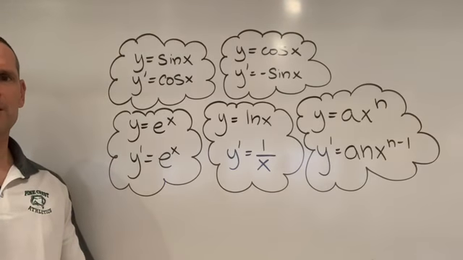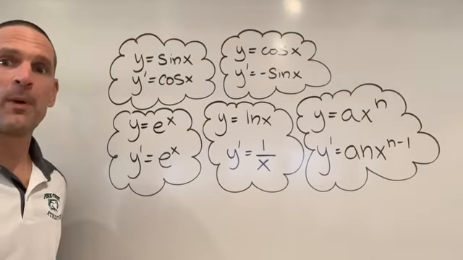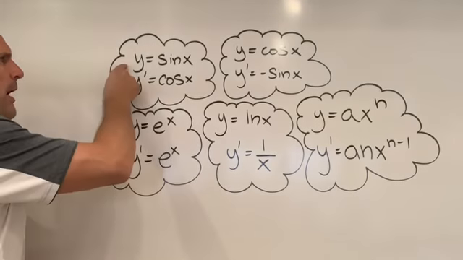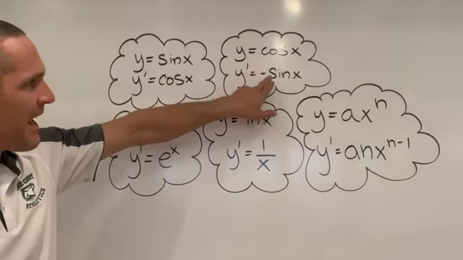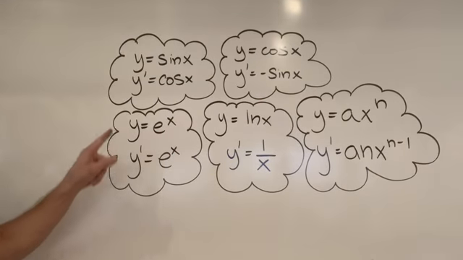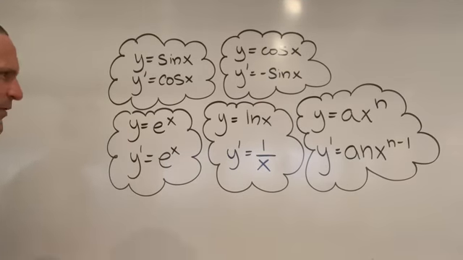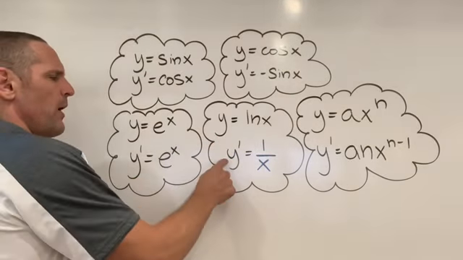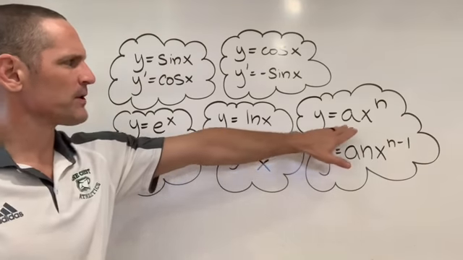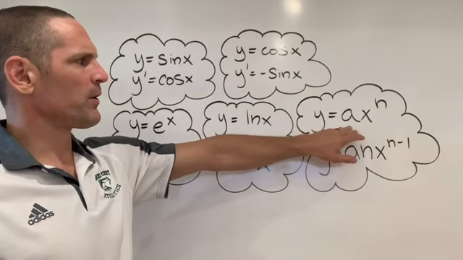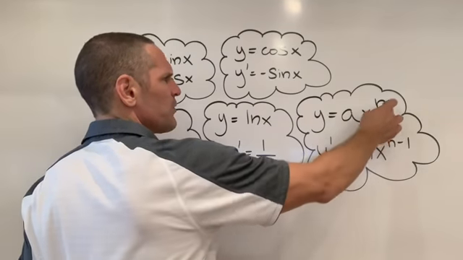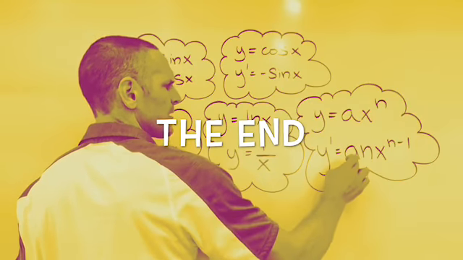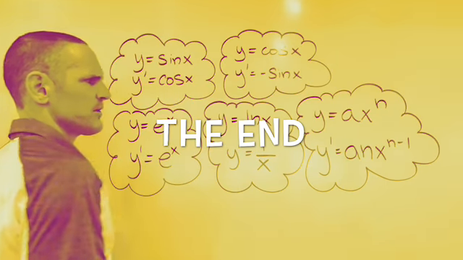You've got to know these inside out, upside down, backwards and forwards. If y equals sine x, its derivative is cosine x. If y is cosine x, the derivative is negative sine x. If y equals e to the x, the derivative is e to the x, everyone's favorite function. Y equals natural log x, y prime is 1 over x. And here was our power rule. For some sort of polynomial, or each monomial of a polynomial, y equals a n to the x. Look what we do, multiply and subtract. Y prime is a n x to the n minus 1.